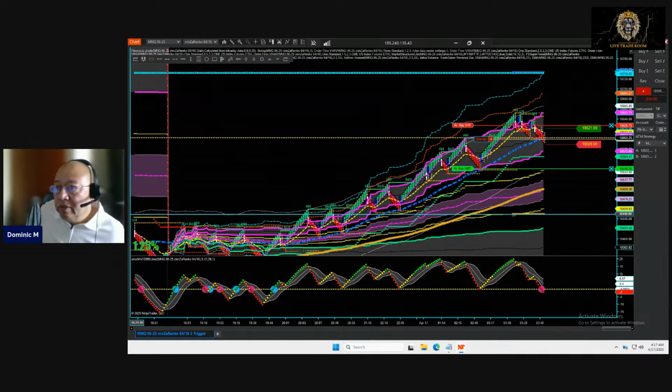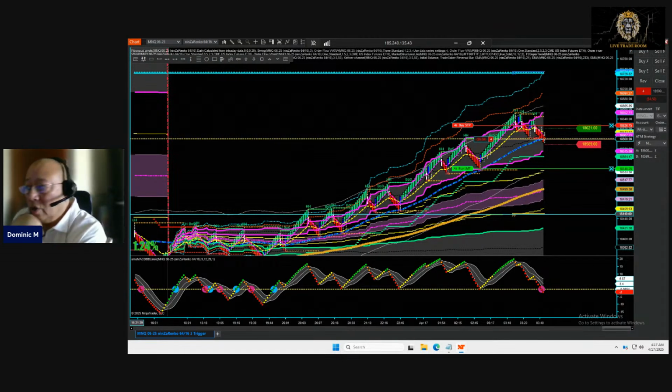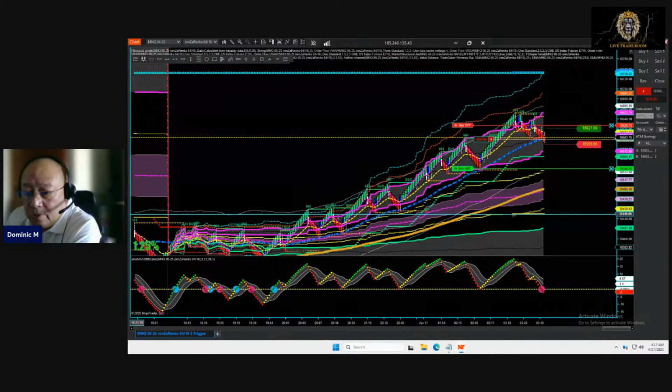Right now, I'm using this with the MNQ. I'm using a 64 by 16. In fact, you can use a 20 by 4 the way this volatility is right now. You can use a 20 by 4 on the MNQ.